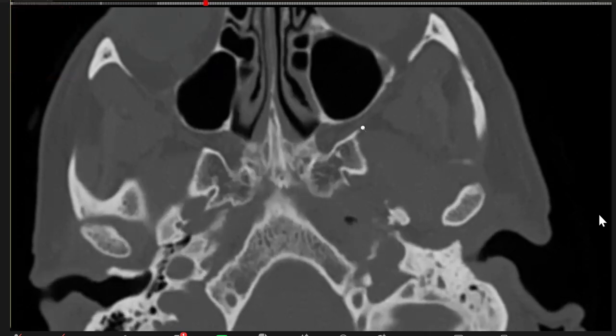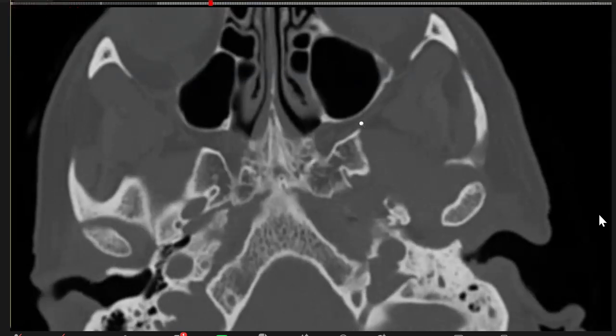Laterally, you can see it is open. And where is it opening? It is opening into the masticator space. This is the nasopharyngeal masticator space. So this is known as the lateral pterygopalatine fissure.